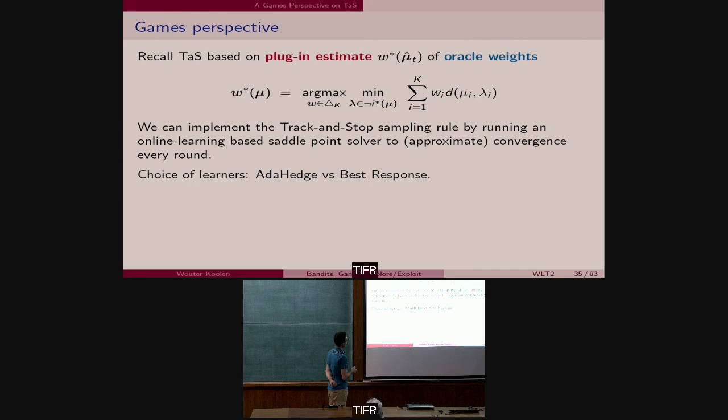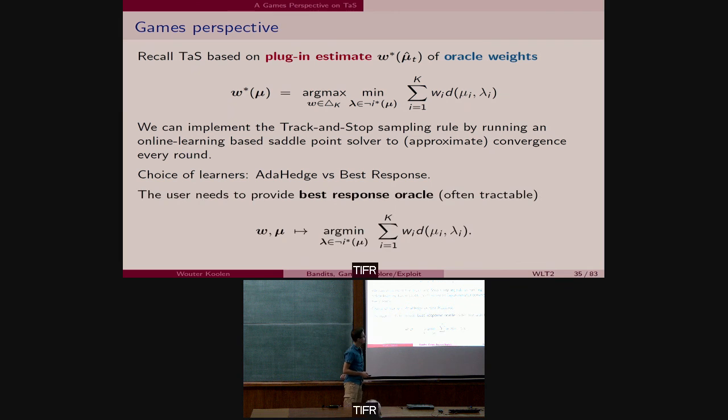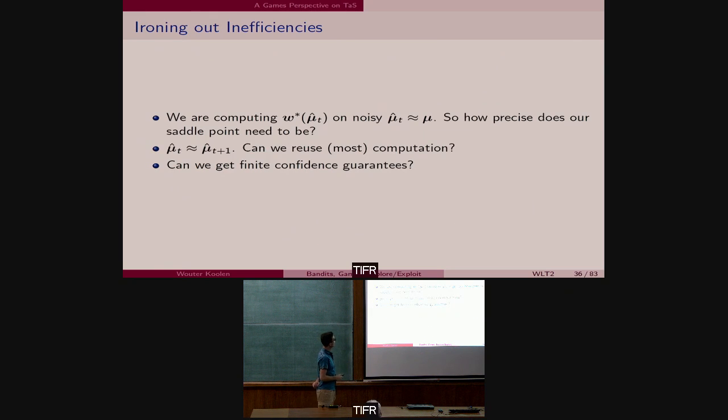Okay? So one way to instantiate learners would be you need a simplex learner for W. So you could use some adaptive version of hedge if you want. And we need best response for lambda. Okay? So this is like the user interface now. The user needs to give us some implementation of this argument. Okay? So if we input weights and a bandit model, it gives this argument. Okay, so that would still be a way to compute drag and stop as it was defined.